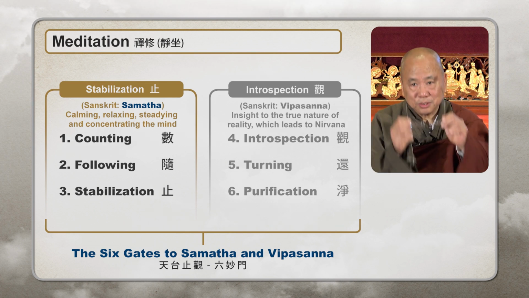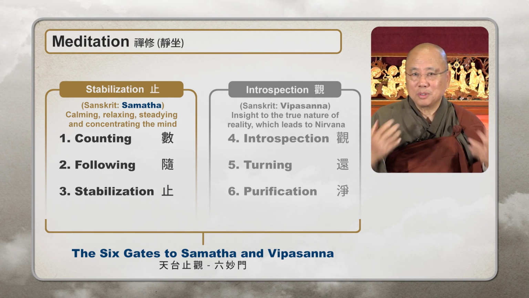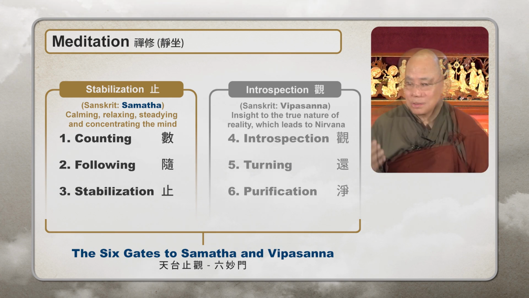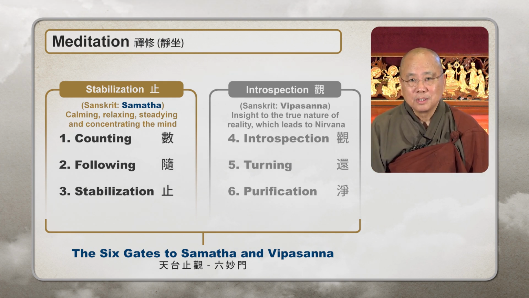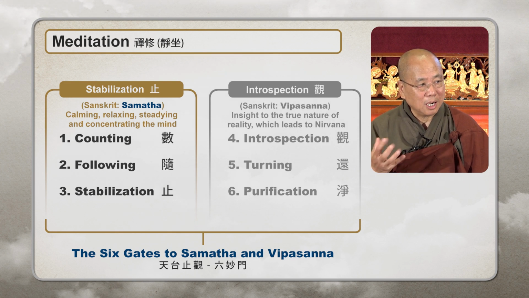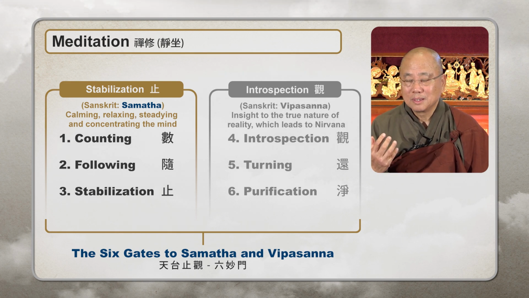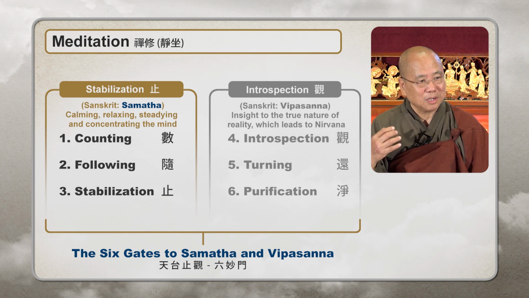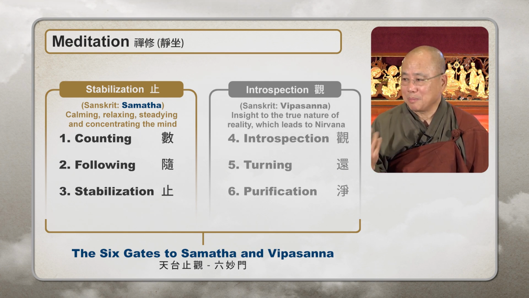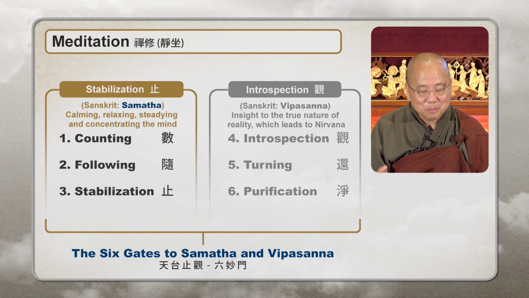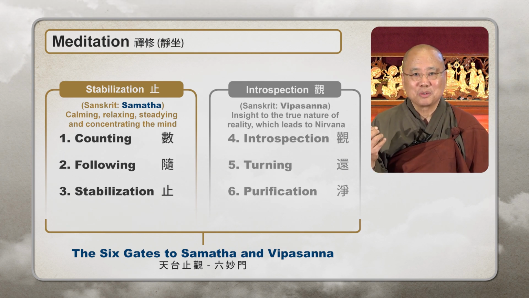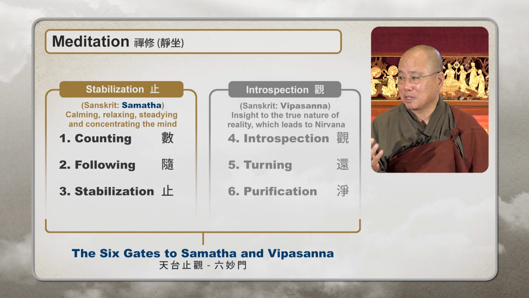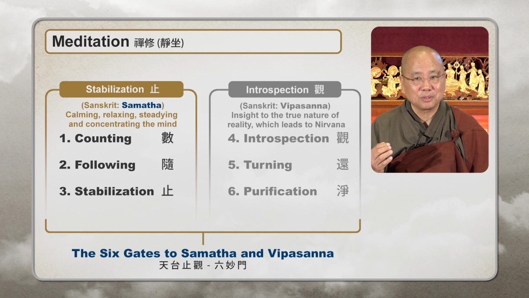So what's meditation? How to meditate? Meditation is from two perspectives. Stabilization, which is calming down the mind. When the mind is calm, the body is relaxed. Nobody can relax the body without calming down the mind. So calm the mind, relax the body. So meditation, the first part is calming or stabilization, a mental stabilization.